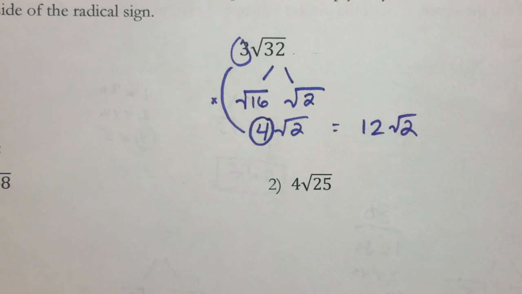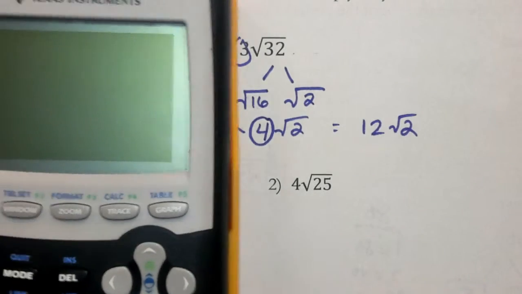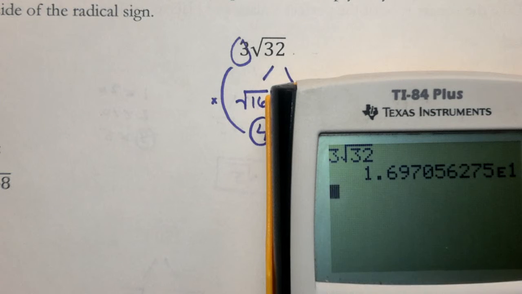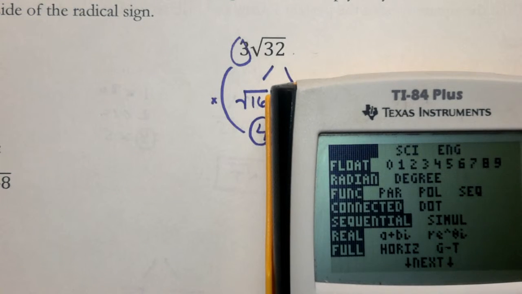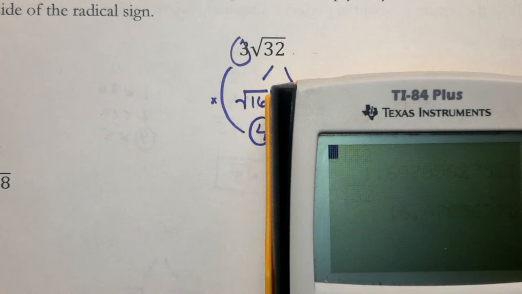And you can use your calculator to check again, just like we did before. So if we were to start this problem off and type 3 radical 32, it would give us an answer of 1.6. I'm in scientific mode. Let me turn that off. Alright, it would give you an answer of 16. Let's do that again. I just don't want you to get messed up. 3 radical 32 would be 16.97.